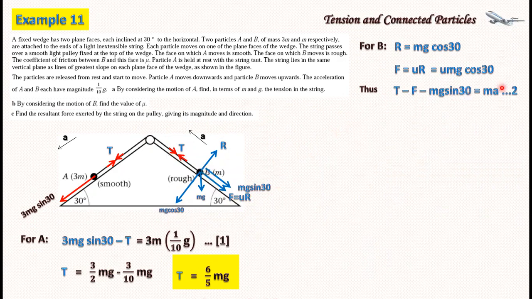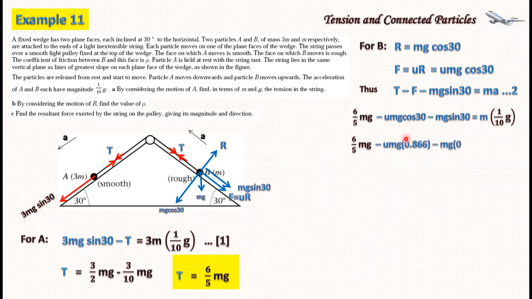m times acceleration. Substituting the values here, we'll have for T, 6.5 mg, minus F, which is mu mg cos 30, minus mg sine 30, that gives us m times a. So we have 6.5 mg minus mu mg into 0.866 minus mg into 0.5 equals 0.1 mg. That will give us a mu value equal to 0.693. So mu equals 0.693. You can equally leave the answer as a fraction.